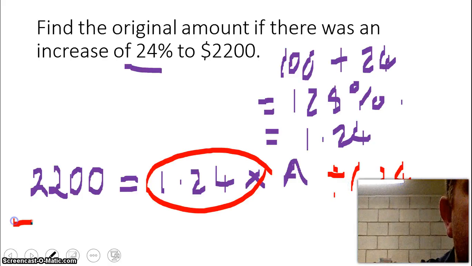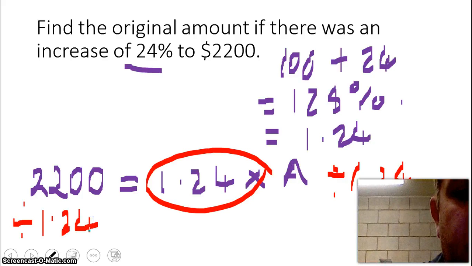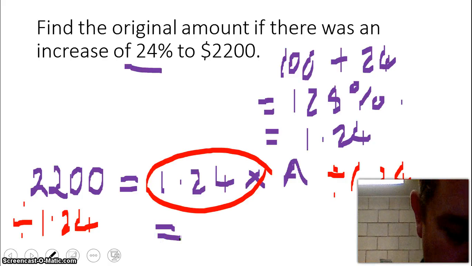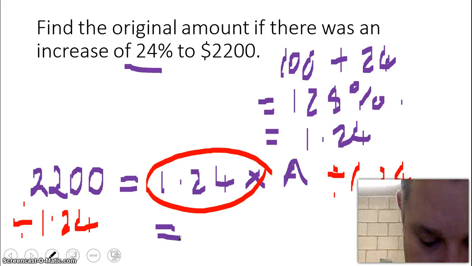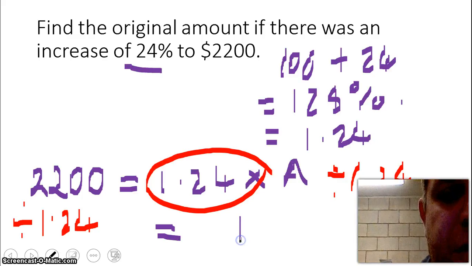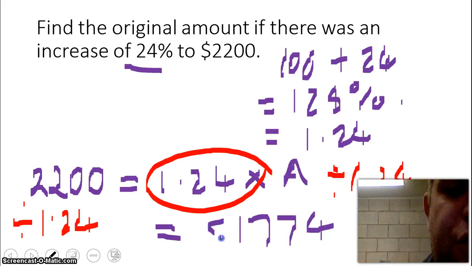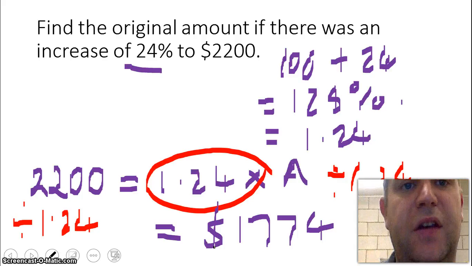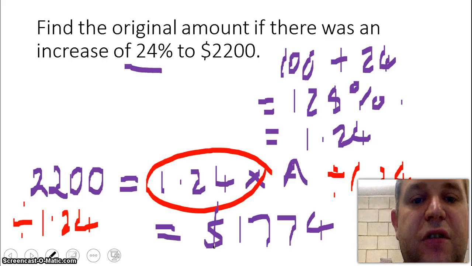So A equals 2,200 divided by 1.24, and once we've done that, we type that into our calculator: 2,200 divided by 1.24 gives us $1,774. So that's how we do percentage increase and decrease.